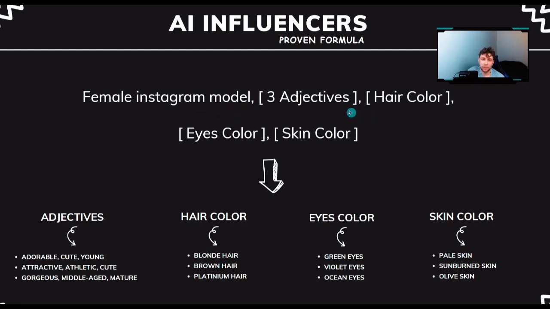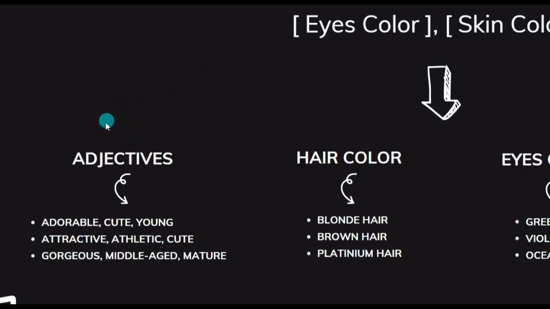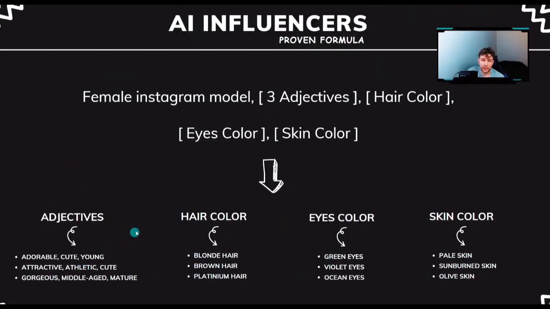There you are just providing your keywords. So 3 adjectives. And what we can include inside, you can go over to the left bottom corner and see the adjectives. We have adorable, cute, young, attractive, athletic, cute, gorgeous, middle-aged, mature. Afterwards, after the 3 adjectives, we've got the hair color, and there you can type blonde hair, brown hair, or even platinum hair.